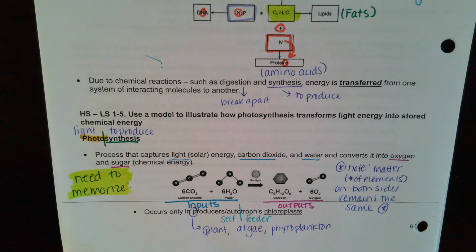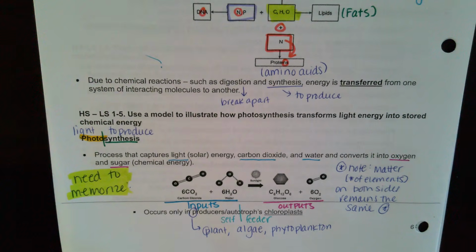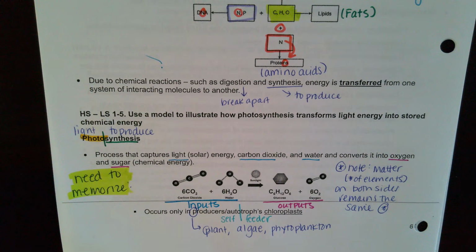Phytoplankton are just going to be the producers that are living in lakes, rivers, streams, right on the surface there. So photosynthesis, we're memorizing the equation and we're making sure we know the vocabulary like producers and autotroph.